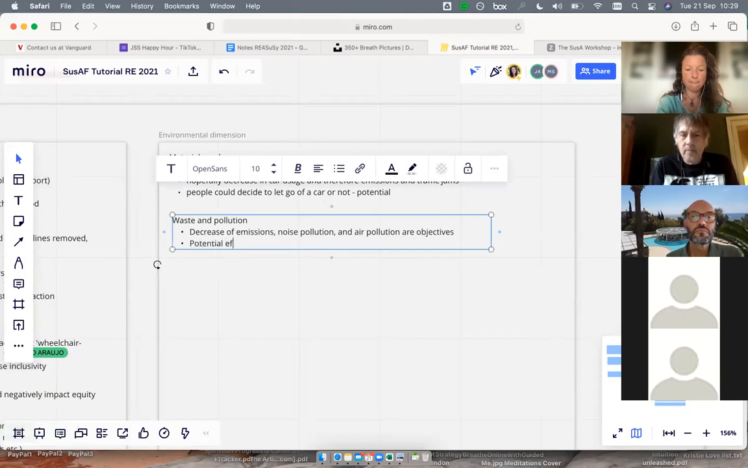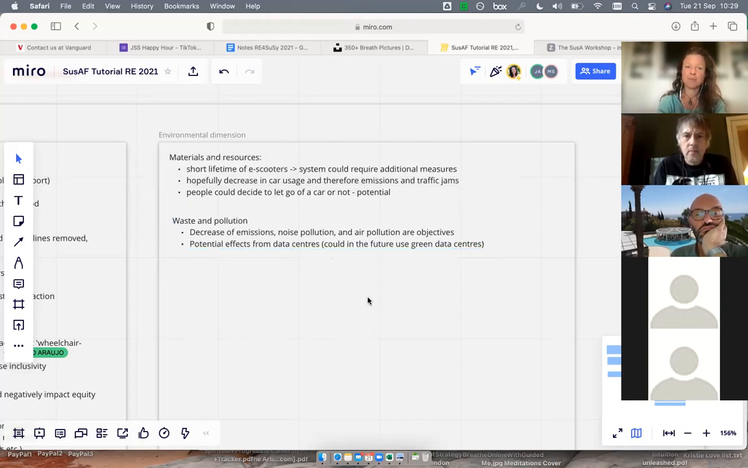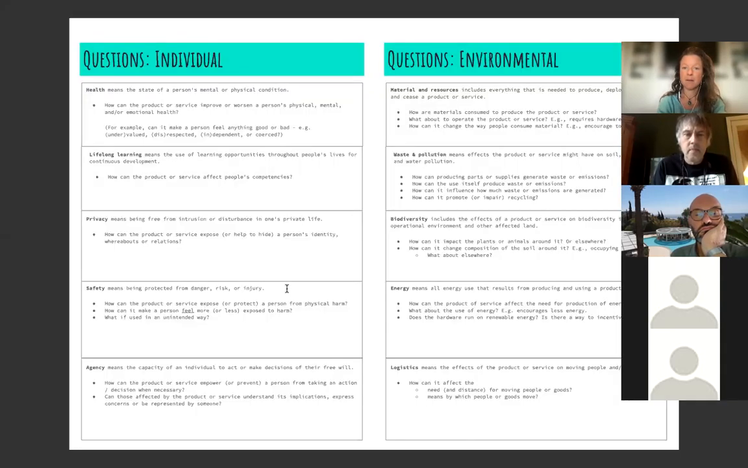I wish I could tell you that we can use green certified data centers, but unfortunately we are still far away from that. Well, let's put it on there as an optimization potential in the future. Use green data centers. Okay.